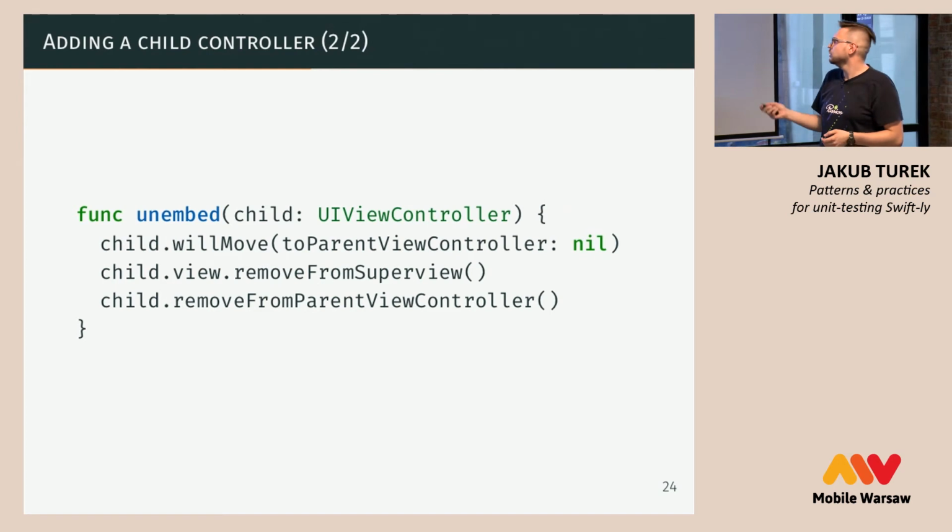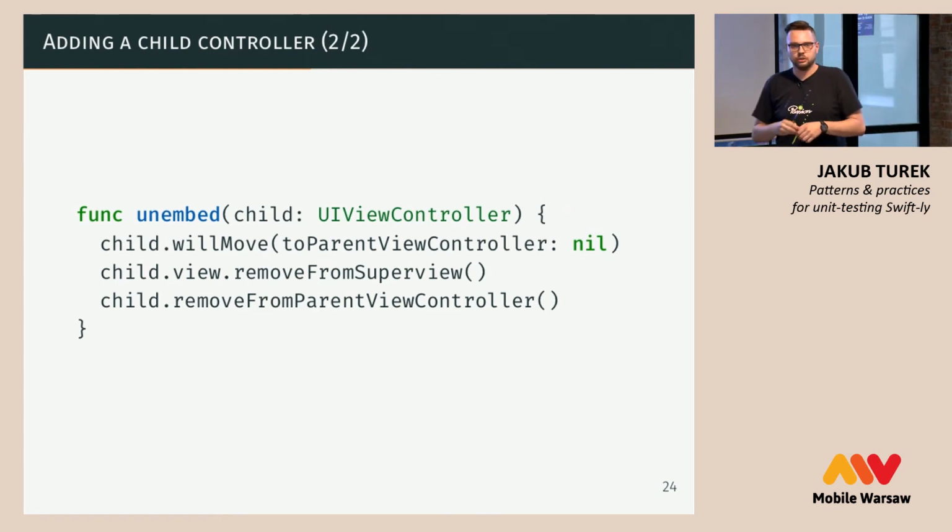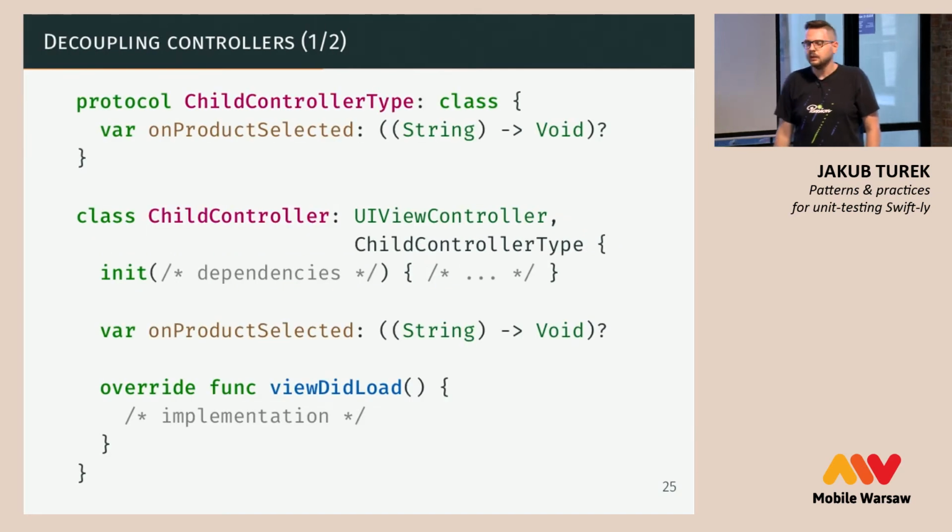You need to call the willMove method, passing nil parent view controller. You need to remove the child view from the parent view, and then you remove the child from the parent view controller. You don't need to call didMove with nil parent view controller. It's not required. Then you create a protocol. In this case, we have a child controller that will handle the product selection logic, and it has only one callback. That happens to be called when the product is selected.